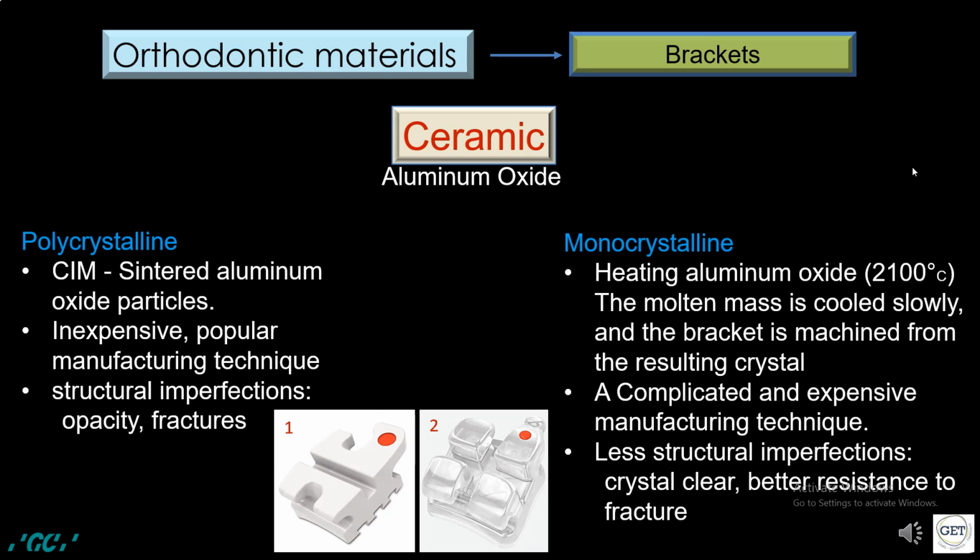The polycrystalline, figure number 1, is made by a different procedure, the ceramic injection molding procedure, leading to a lower quality of ceramic and a more opaque appearance. The monocrystalline, in figure number 2, is a longer and more complicated procedure in which the aluminum oxide is melted and then cooled, serving as a raw material for the CNC procedure, leading to a higher quality of ceramic and a crystal clear appearance, and more expensive to the end user.